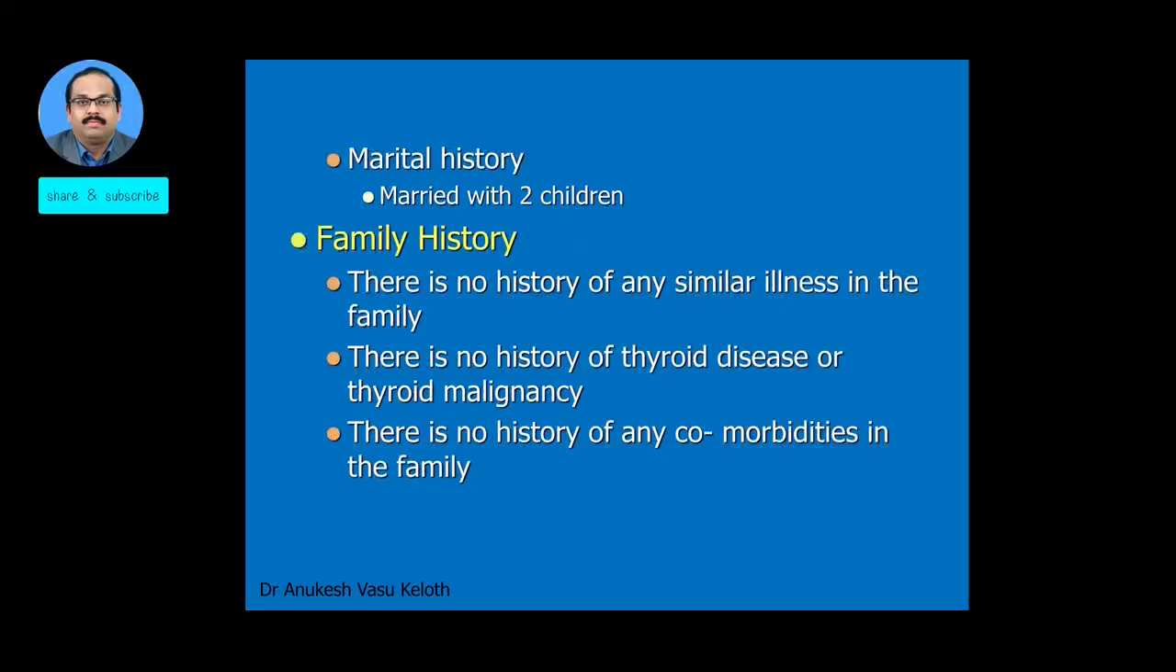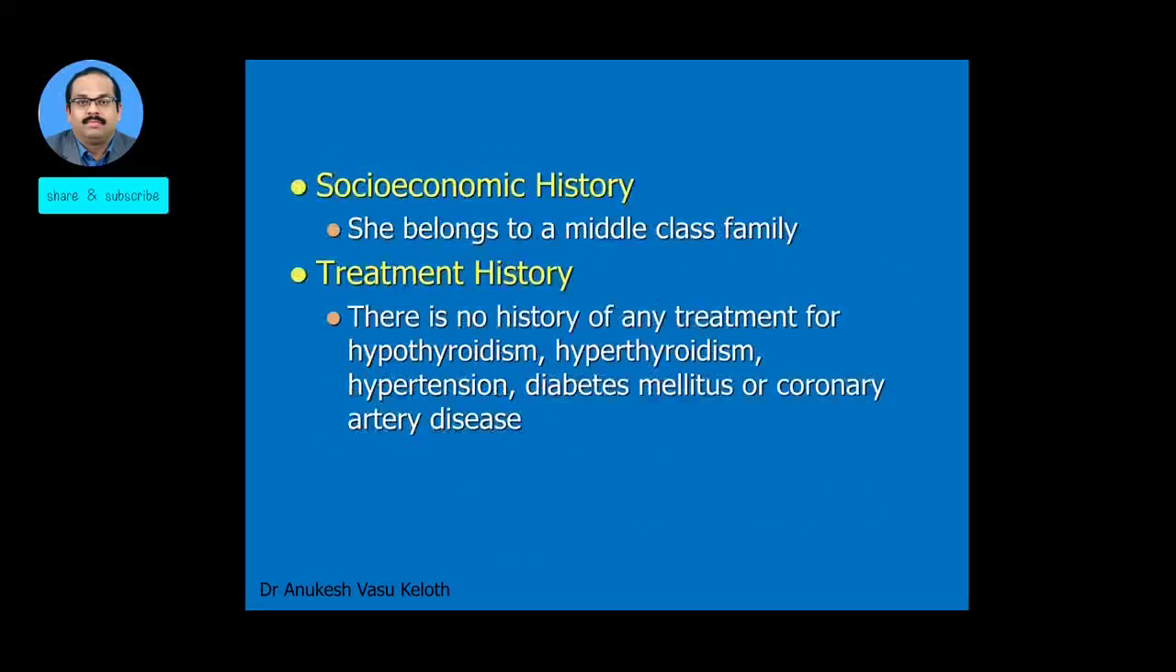Now, regarding the family history, there is no history of any similar illness in the family. There is no history of thyroid disease or thyroid malignancy. There is no history of any comorbidities in the family. Socioeconomic history, she belongs to a middle class family. Regarding treatments, there is no history of any treatment for hypothyroidism, hyperthyroidism, hypertension, diabetes mellitus, or coronary artery disease.